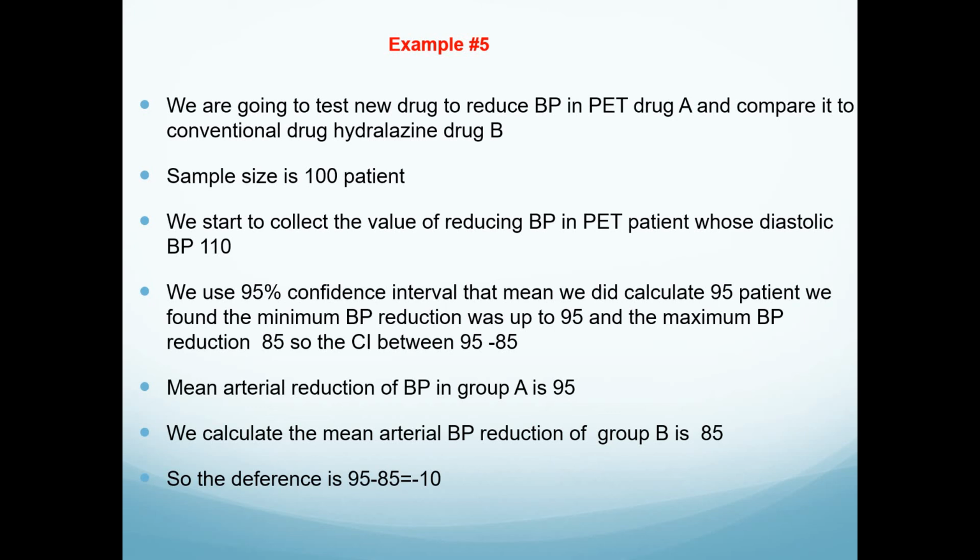That means we did the calculation for 95 patients, and we found that the minimum blood pressure reduction was 95, and the maximum reduction was 85, so the confidence interval is between 95 and 85. The mean arterial blood pressure reduction in group A is 95. We calculate the mean arterial blood pressure reduction of group B as 85. So the reference range for us is between 95 and 85, which is minus 10.